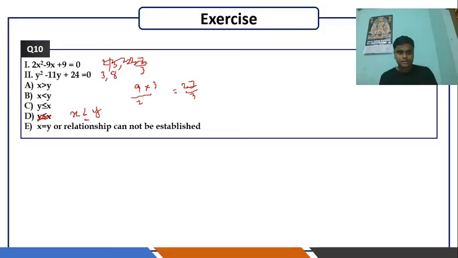Give me a second. So 2x square minus 6x, sorry, 2x square minus 6x minus 3x plus 9 is equal to 0. So taking 2x common, x minus 3.